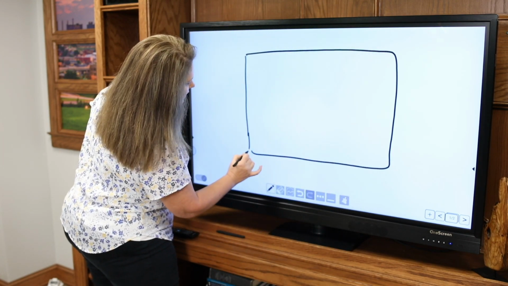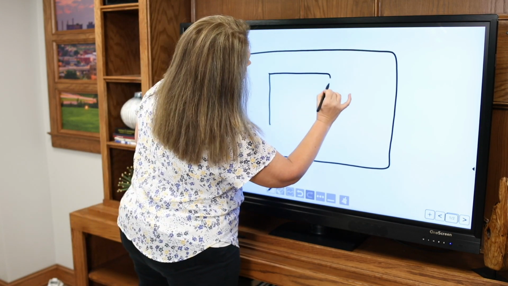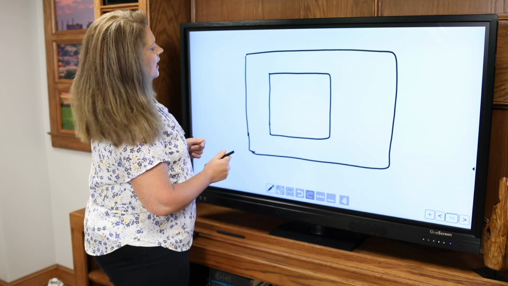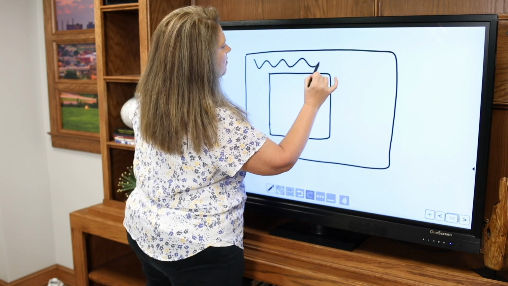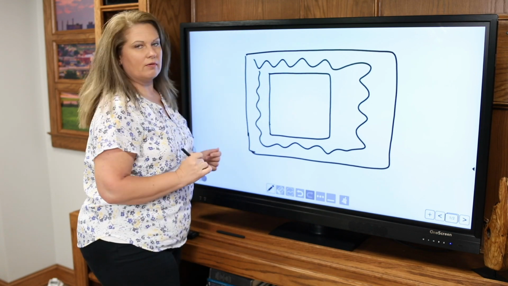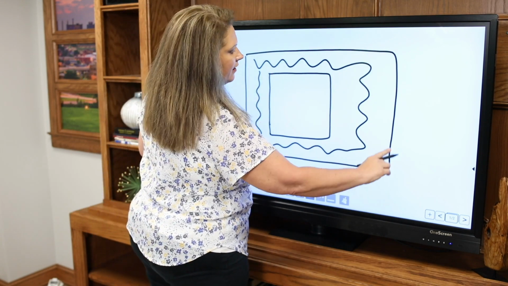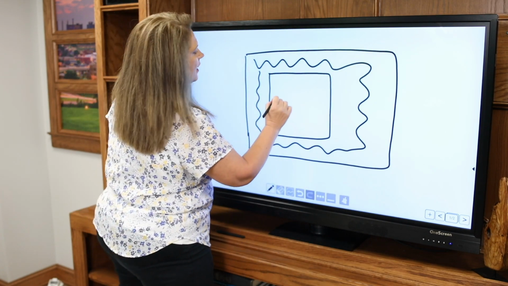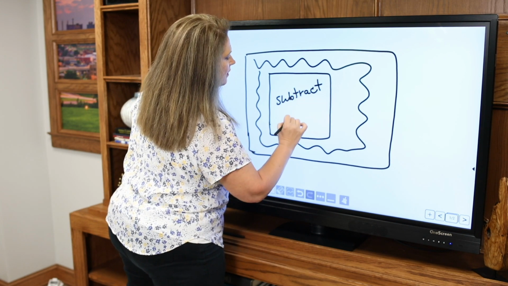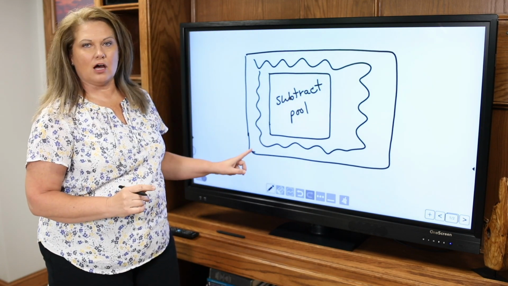The last time I saw this was with a pool. You had your pool on the inside, and the pool was a square. The question asked, how much concrete space was around the pool? Well, what you would have to do is find the area of the complete shape and then subtract the area of the pool to find your amount of concrete.